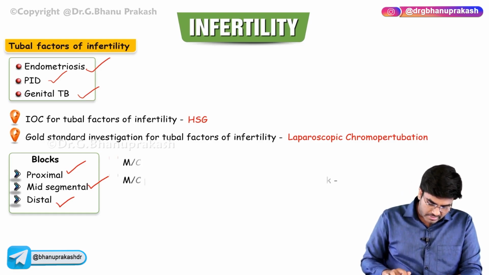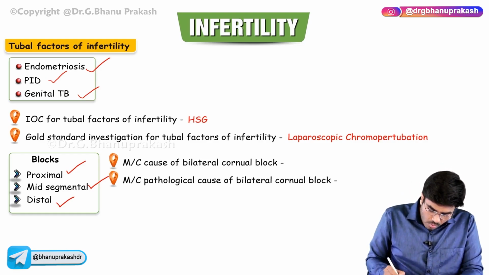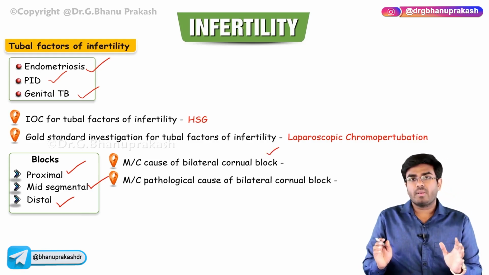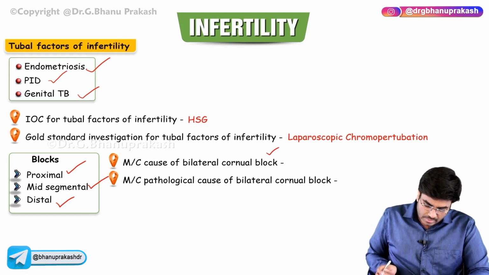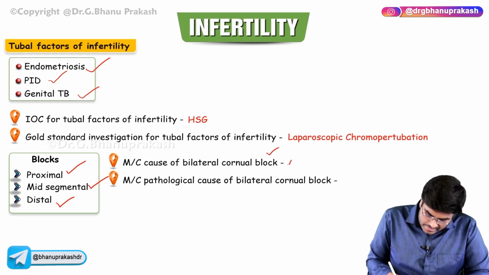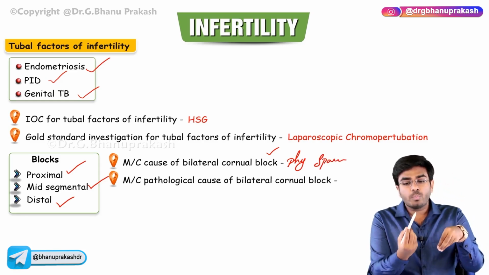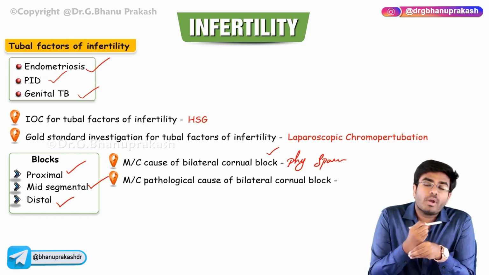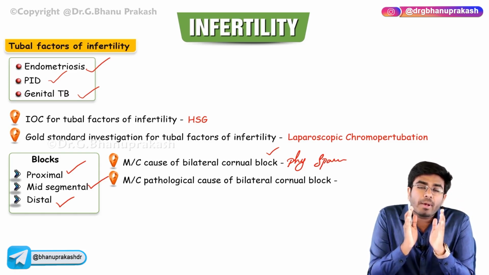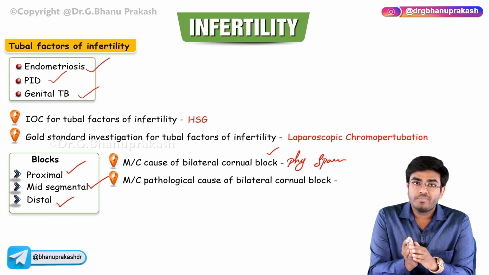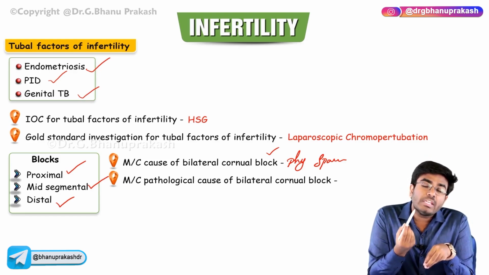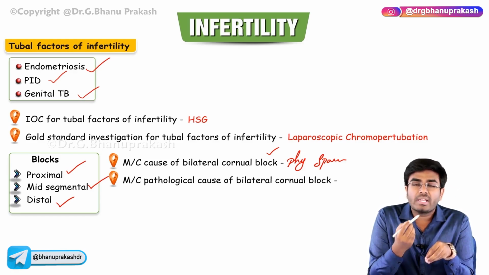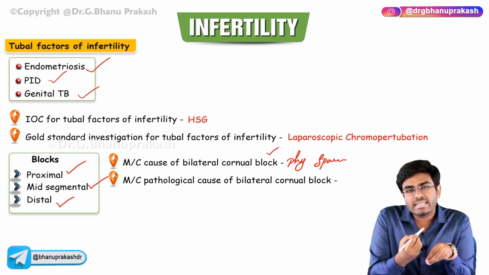Now, important point. Guys, please concentrate. What is the most common cause of a bilateral cornual block? The most common cause, a repeatedly asked MCQ, is physiological spasm. Which means, one more important MCQ, for performing hysterosalpingography you have to release the radio-opaque dye into the uterine cavity. The cannula used for hysterosalpingography is the Leech-Wilkinson cannula.